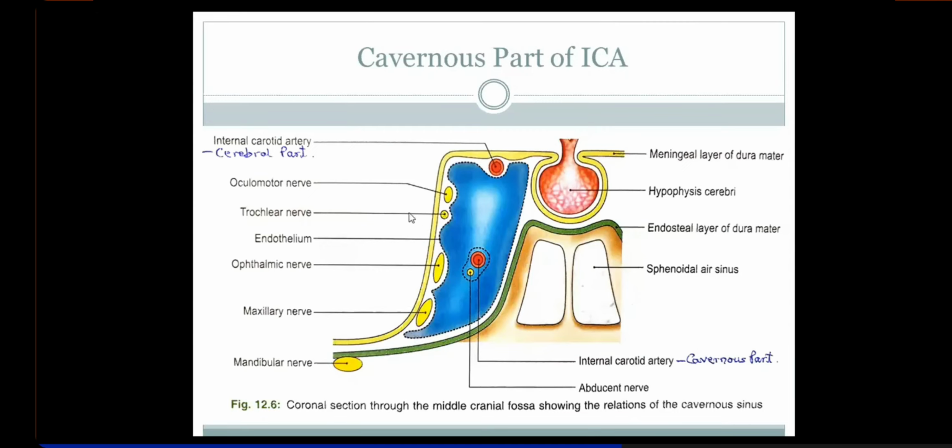So these are the nerves you can see which are in lateral relation to the cavernous sinus: the oculomotor nerve, right? Oh sorry, this is the third cranial nerve, the oculomotor nerve. The fourth cranial nerve is the trochlear nerve. Then this is the endothelium, and they have the ophthalmic nerve V1, and then you have the maxillary nerve. The mandibular nerve is not related to the cavernous sinus. It straight away dips down into the foramen ovale.